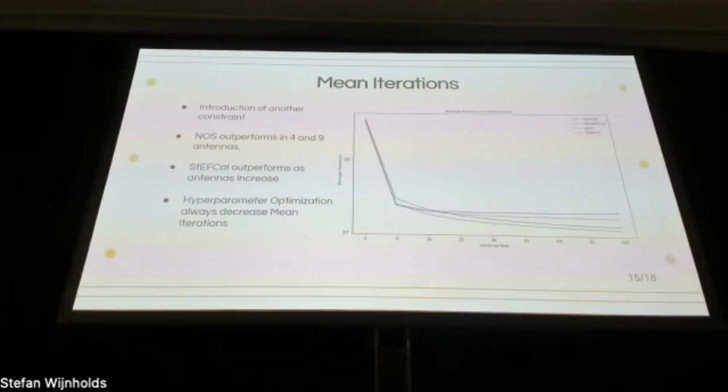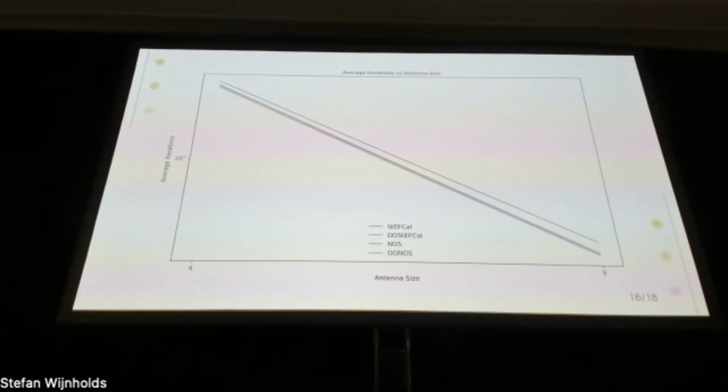Okay, so here's the mean iterations. This is for StefCal, the optimized StefCal, NOS, and optimal NOS. We saw that introducing the constraint, it's not performing as well as StefCal. It did indeed beat StefCal at antennas equal to 4 and 9. After 4 and 9 antennas, as the antennas increase, StefCal outperforms NOS in terms of mean iterations until convergence. In the next slide, this is just a zoom-in version to actually show you that it beats StefCal when using NOS.